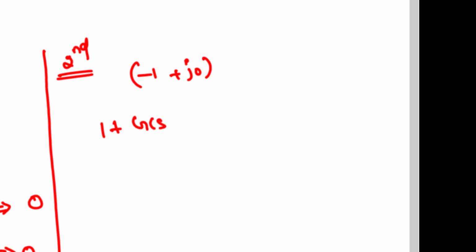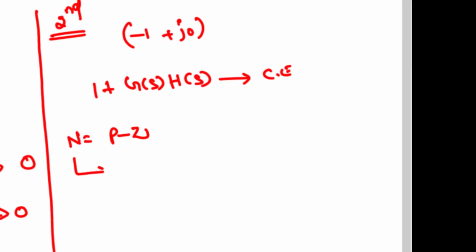Now let us talk about the second criteria, where we'll take how many times it encircles the -1 + j0 point. As I told you, we are taking -1 + j0 because we are adding 1 + G(s)H(s). So we are adding 1 to the open loop transfer function, and that is called the characteristic equation.